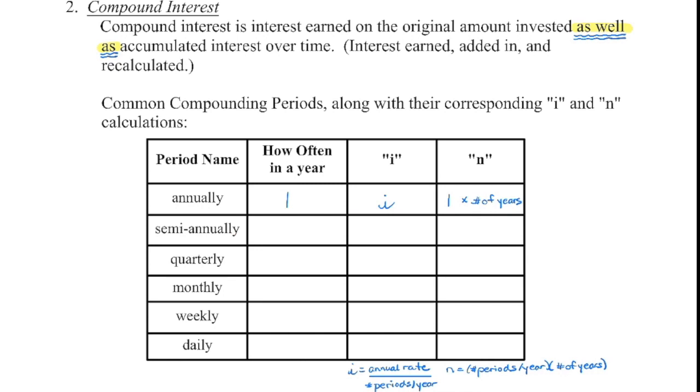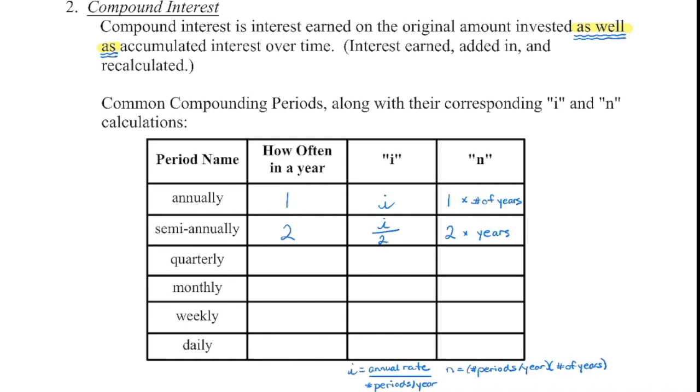Semi-annually means you're going to be paid interest twice a year. If you go down to the formula, we know that we calculate I by taking the annual rate and dividing that by the number of periods per year. So whatever your interest rate happens to be, we're going to divide that by 2. And then N is the number of periods per year. So in this case, we're being paid twice a year, and then we're going to multiply that by the number of years we leave the money in there for.